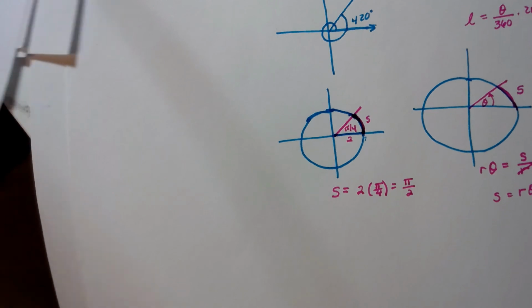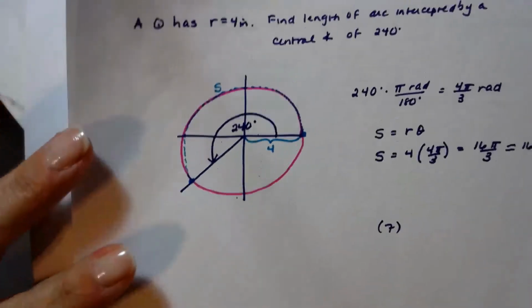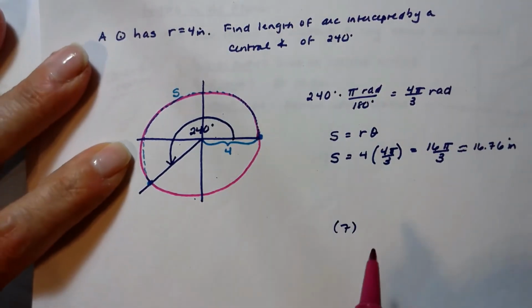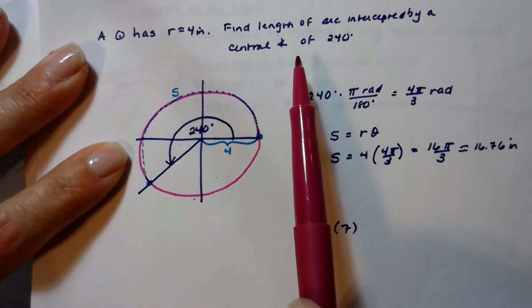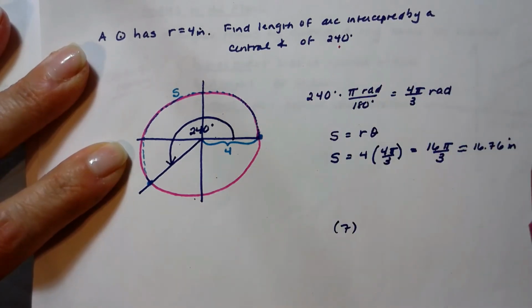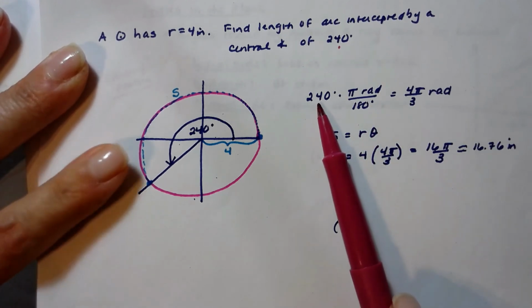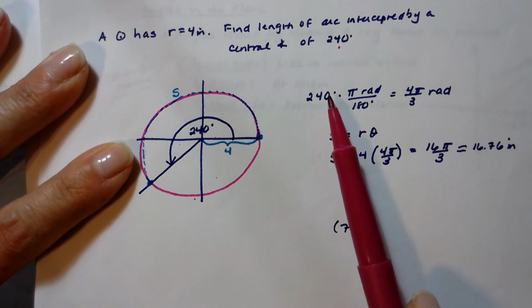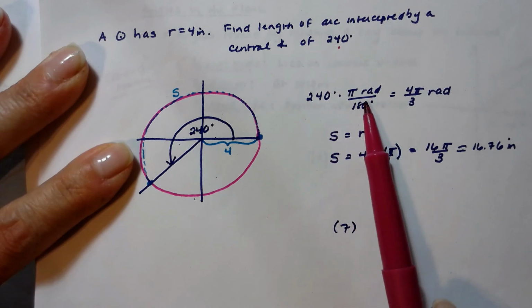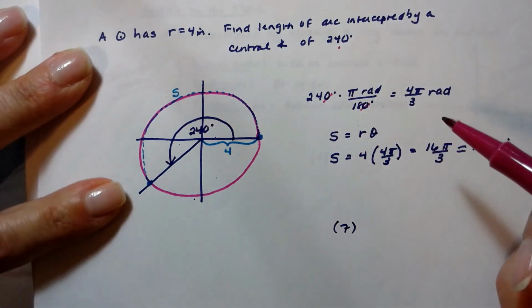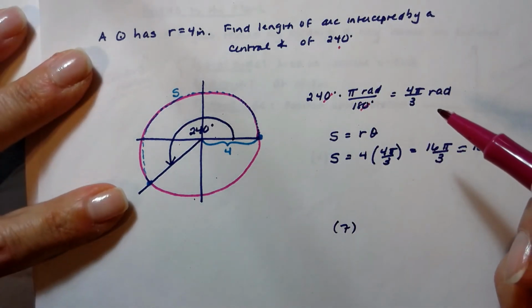Okay, in the example in class, we were given a radius of 4 inches. This problem's in the book. Okay, they tell you to find the length of the arc intercepted by a central angle of 240 degrees. Well, that's all nice, but remember, we have to be in radians, so the first thing I have to do is convert this 240 degrees into radians. So I have to multiply by pi over 180. Again, I can say, a 0 cancels with a 0.